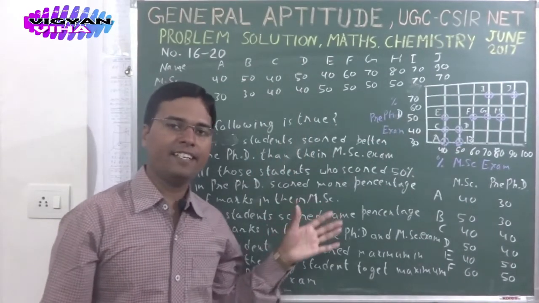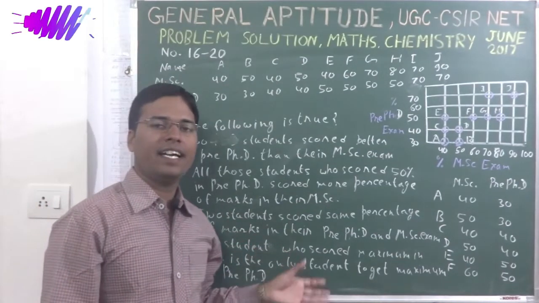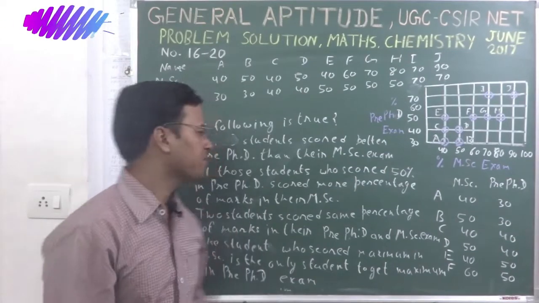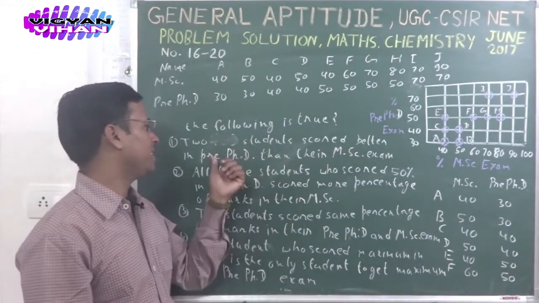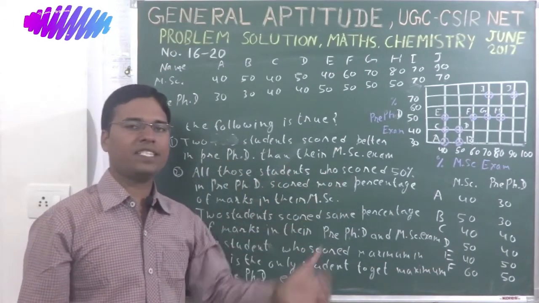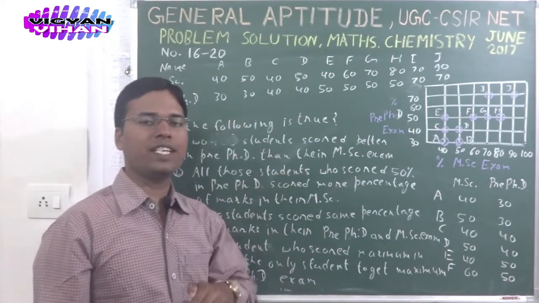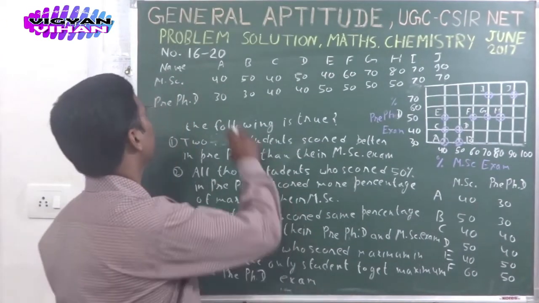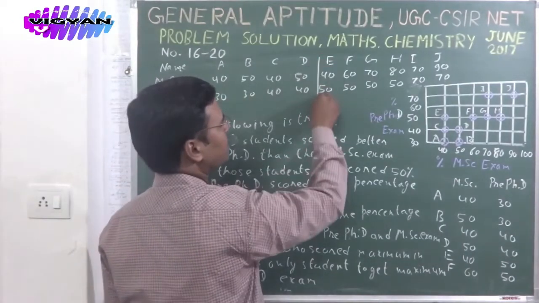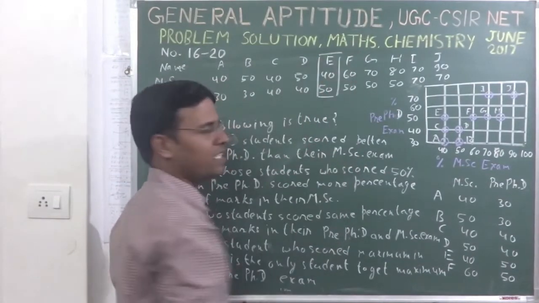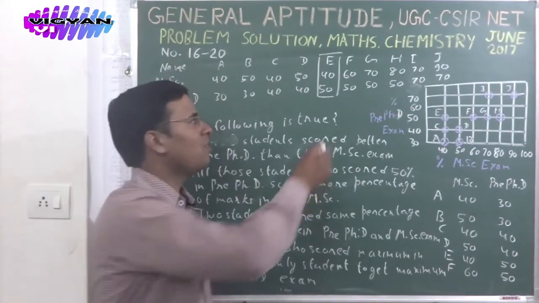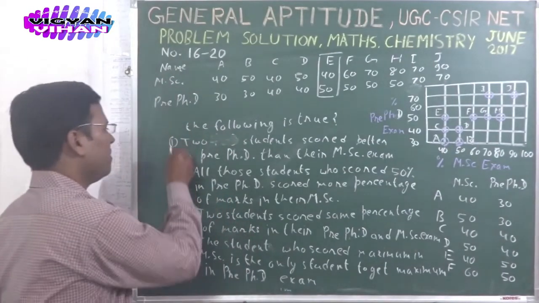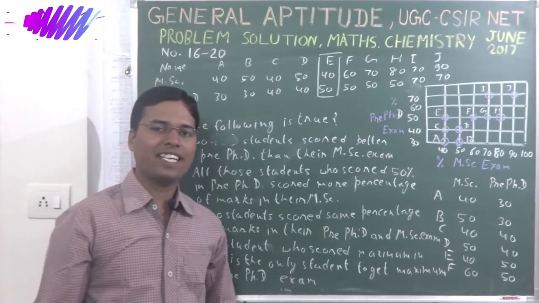Now we will read the given 4 options and try to find out a true statement out of the 4. First, 2 students scored better in pre-PhD than their MSc exam. Let's find out those students who scored better in pre-PhD than their MSc exam. So, one is here who scored better in pre-PhD than his MSc exam, and no such other student is found. So, option 1 may not be the correct statement.